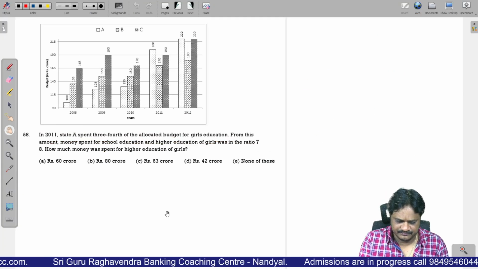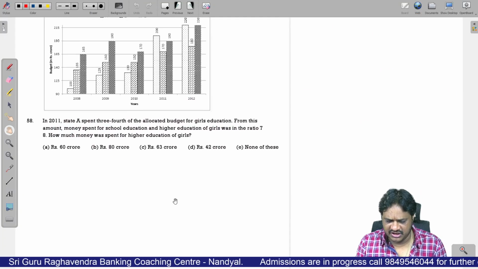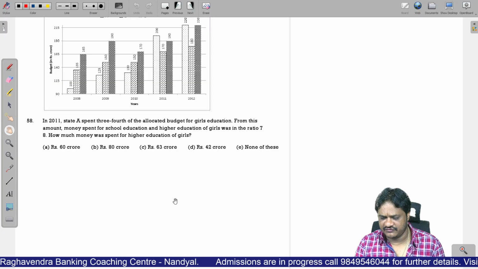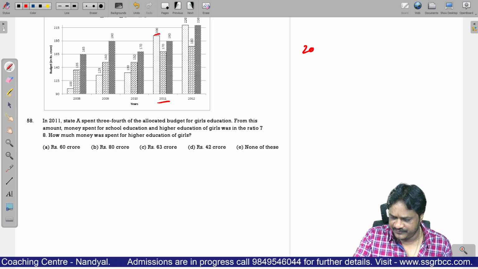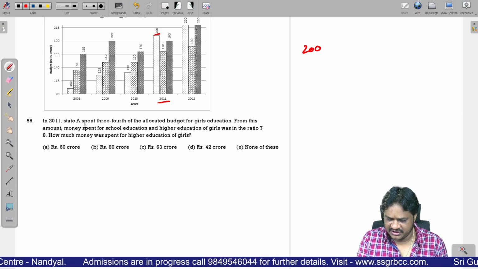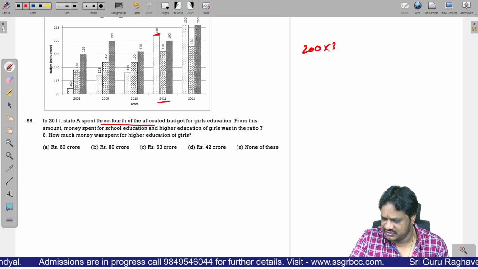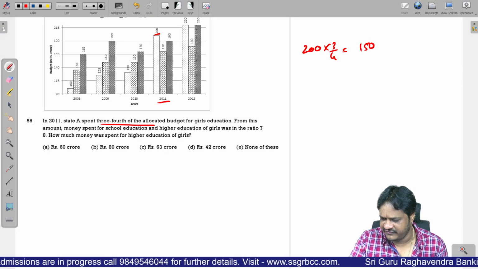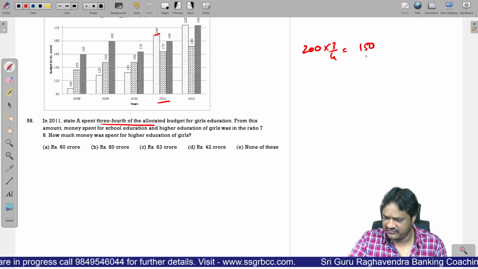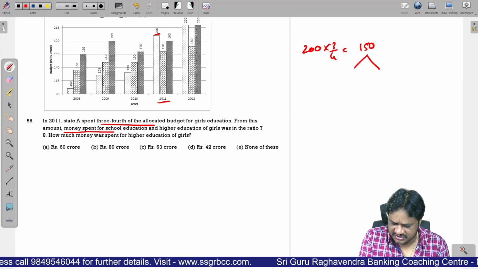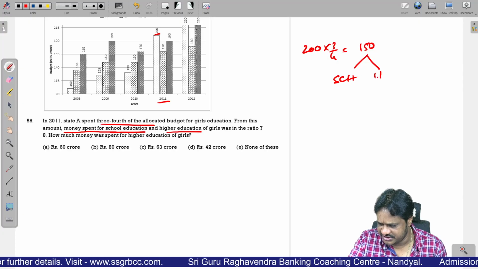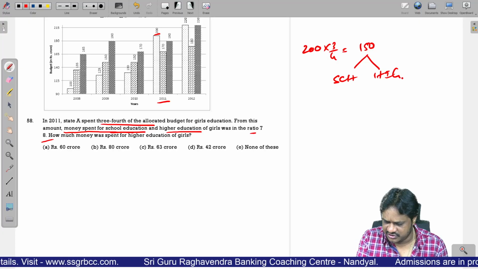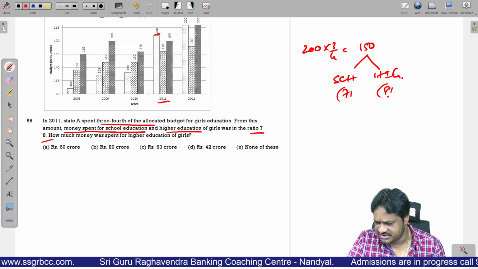Next question. In 2011, A spent 3/4 of the budget allotted for girls' education. 2011 A, 200 is the budget. In this, 3/4 means 150 for girls' education. Education means two types: one is school education, one is higher education, in the ratio of 7:8. This is 7 parts, this is 8 parts. So this will be 70, this will be 80.